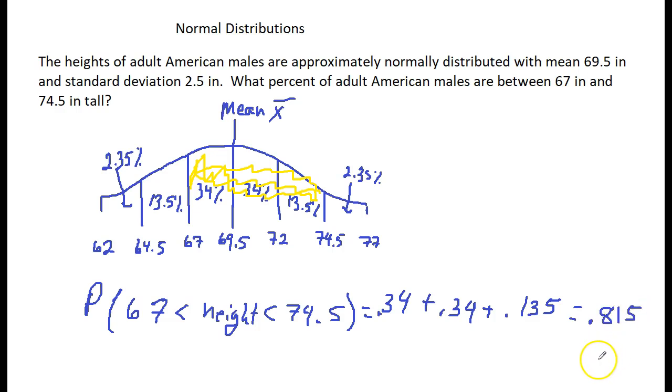So, what percent? 81.5% of the adult males will be between 67 and 74.5 inches. So we could say 81.5%. If you wanted whole number percents, about 82% of the adult males are between 67 inches and 74.5 inches.